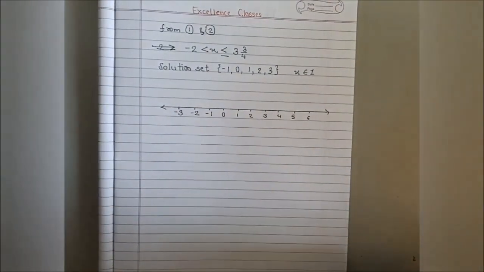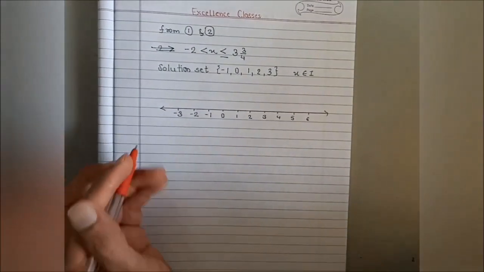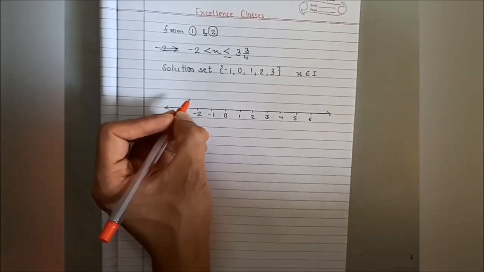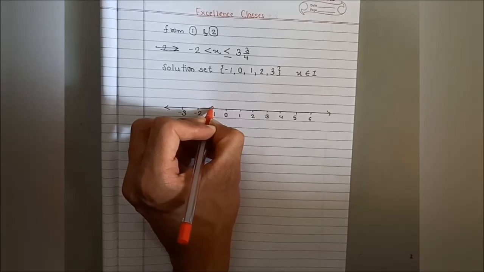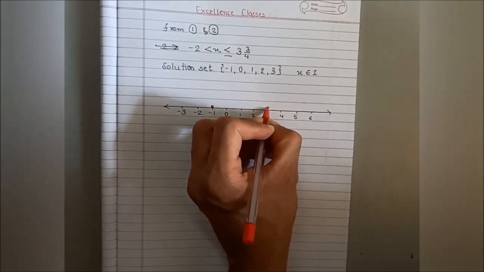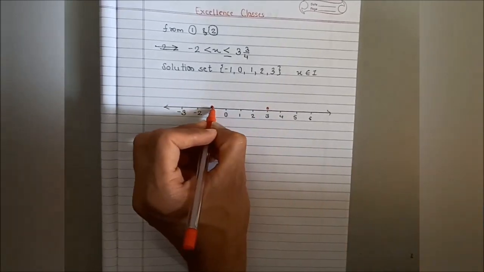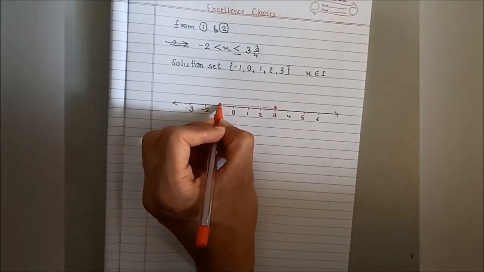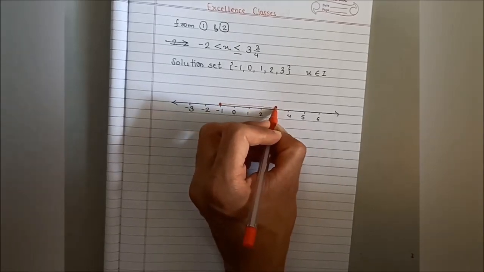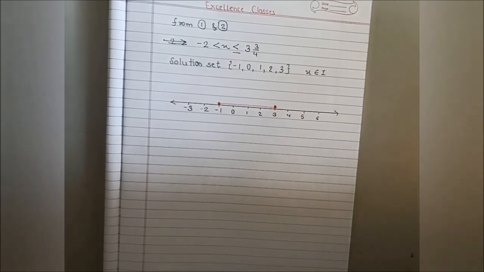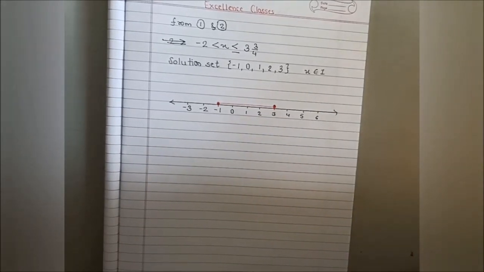Now let us plot that on the number line. In order to plot that on the number line, it will begin from -1 and it will go till +3. So this is going to be my number line. Now these dark circles or dark dots indicate that both -1 and 3 are included. Both -1 and 3 are included in our solution.